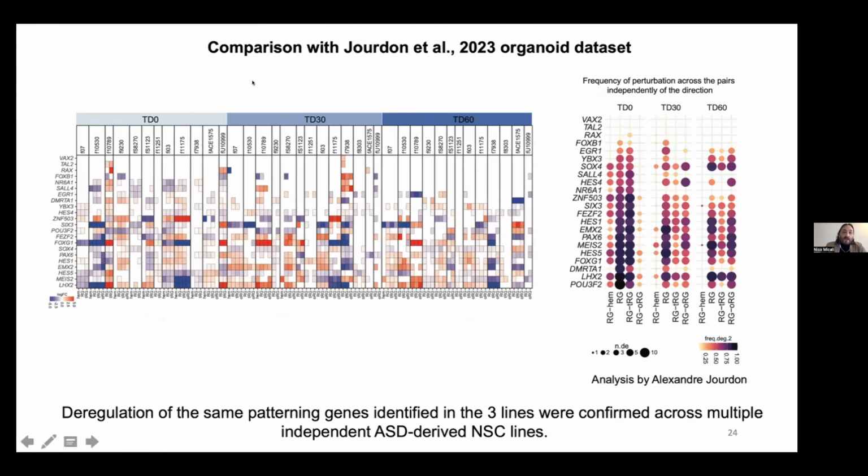But here we overcome this problem with a comparison with the Jordan et al. 2023 organoid dataset. It is a paper from Vaccarino's team that was published a few months ago in Nature Neuroscience. What Alex Jordan did here was to test the differentially expressed transcription factors that we found in our 3 lines across multiple ASD-control pairs. And we found that, in fact, these transcription factors also resulted deregulated across the multiple lines. But in some lines they were upregulated, in other ASD lines downregulated.